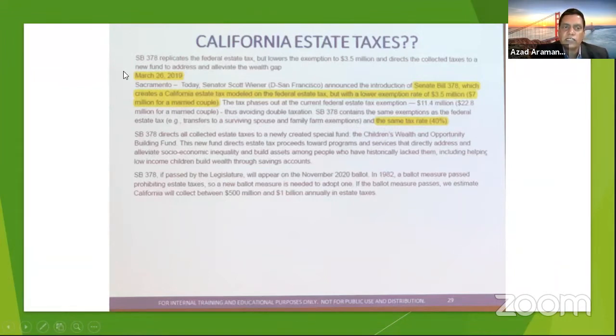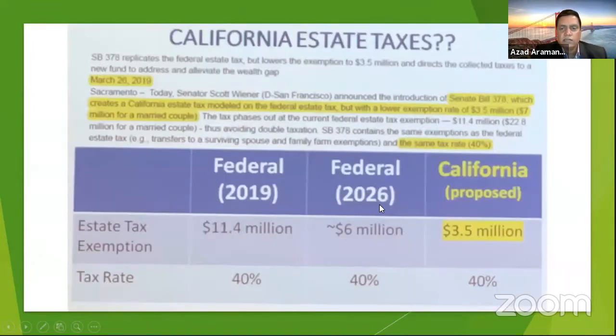So this bill, if it is passed, essentially pegs your tax exempt limit for your estate at 3.5 million per individual, which is about 7 million per couple. And the tax rate is about 40%. So this is what is proposed, 3.5 million at 40%, federal at 11 million, and in 2026 about 6 million. It goes back to that if Congress does not act on it.